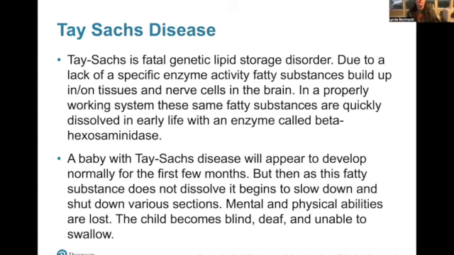So what happens here is the lysosome is not breaking down this very particular lipid, which then builds on top of itself in the brain. At first the baby looks completely normal. It's like everything's fine. But then as it keeps piling up, certain areas in the brain can no longer work, and different things start to shut down. Eventually, the baby becomes blind, deaf, and they can't even swallow because there's all this stuff piled up on the brain.